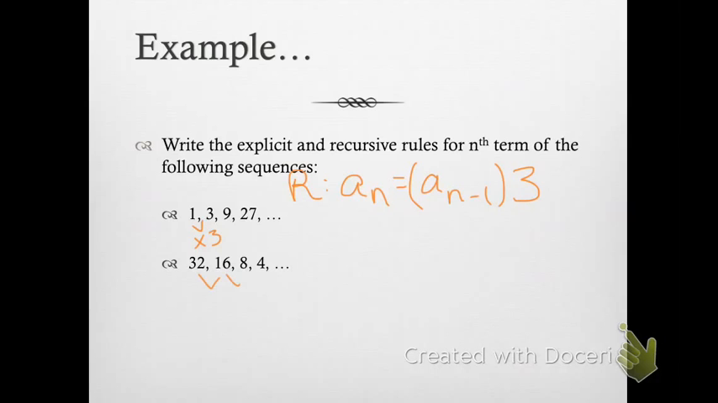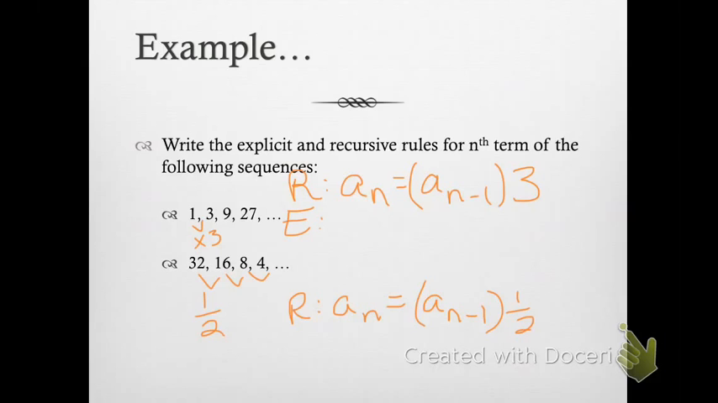For this one, the common ratio, since we're dividing by 2 each time, we can think of as multiplying by 1/2. So the recursive formula here is the previous term times 1/2.